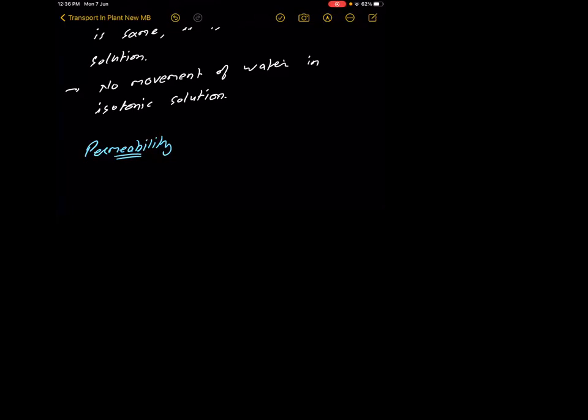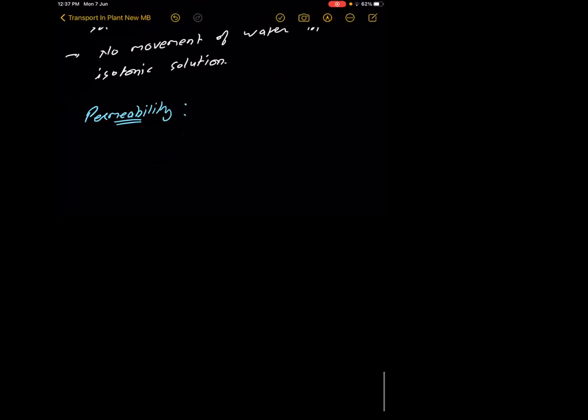Semi-permeable are copper ferrocyanide and goat's bladder. And our cell membrane is selectively permeable. So these are four different varieties: permeable membrane, impermeable membrane, semi-permeable, and selectively permeable. So first of all, permeability.